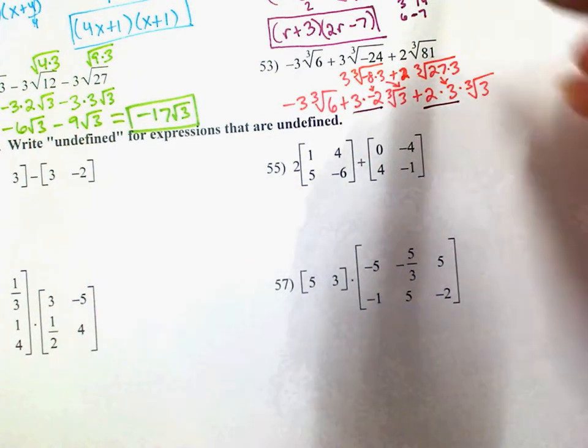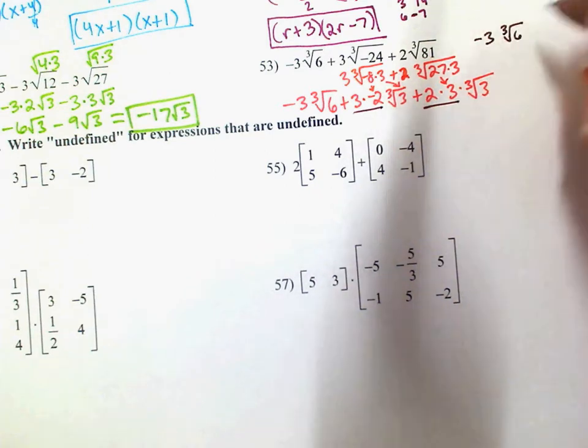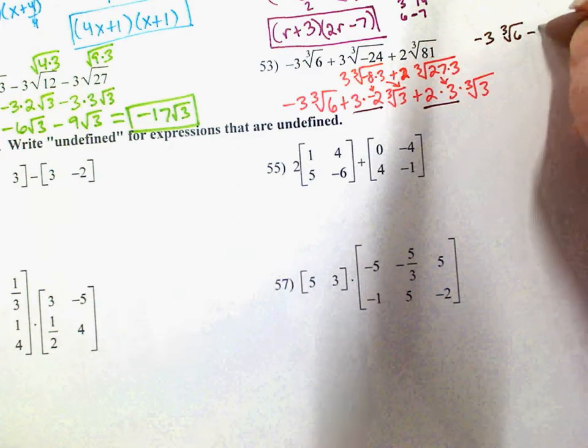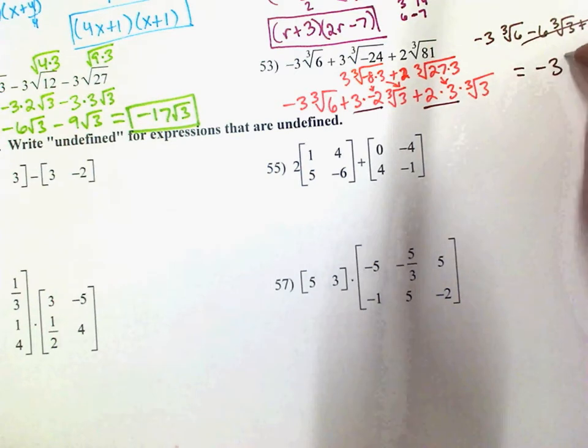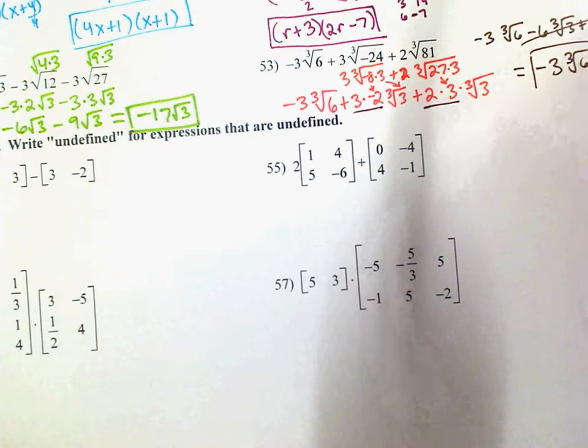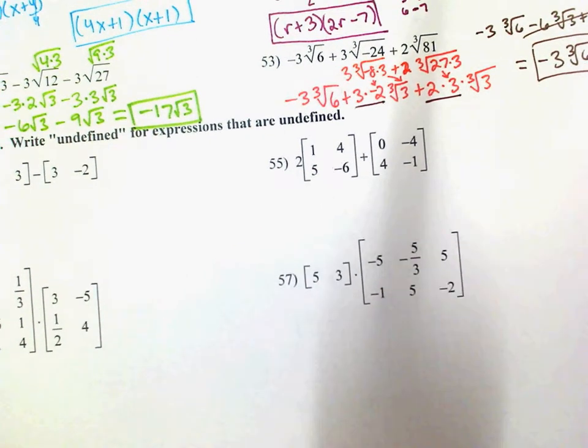So I've got negative 3 times the cubed root of 6 minus 6 cubed roots of 3 plus 6 cubed roots of 3, which cancel each other out, leaving the final answer as negative 3 times the cubed root of 6. There you go. Okay.